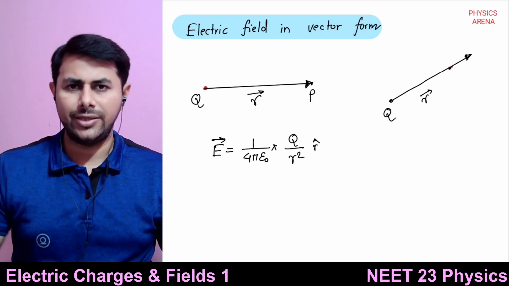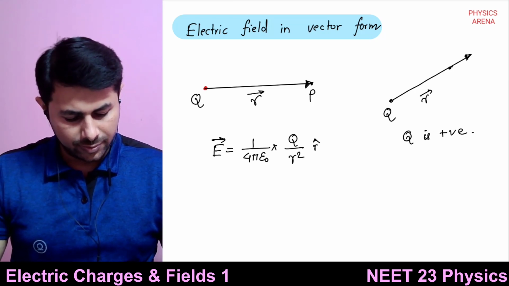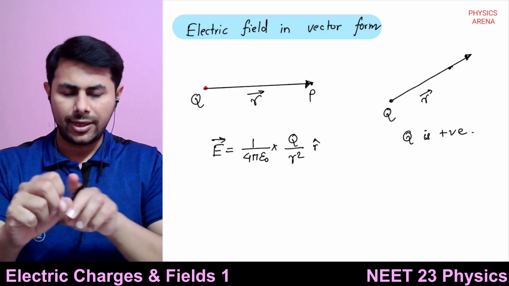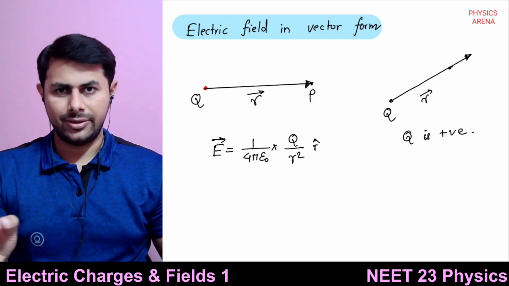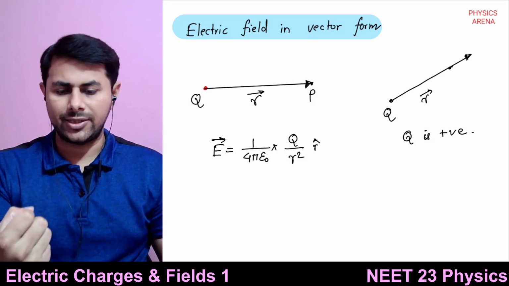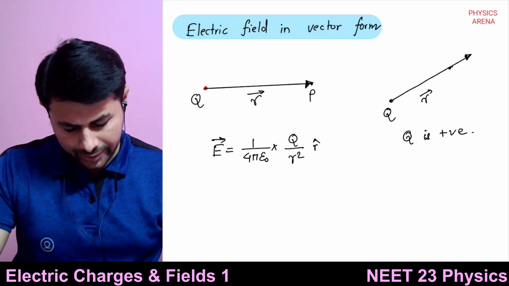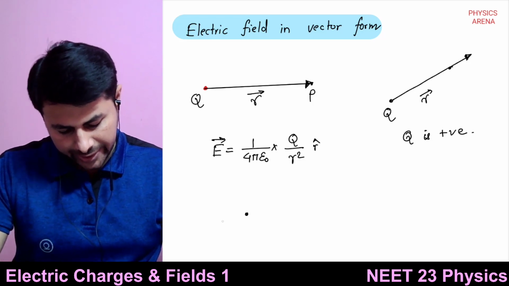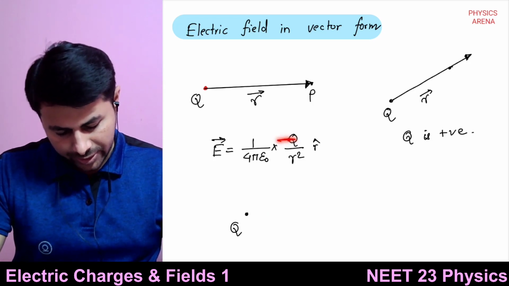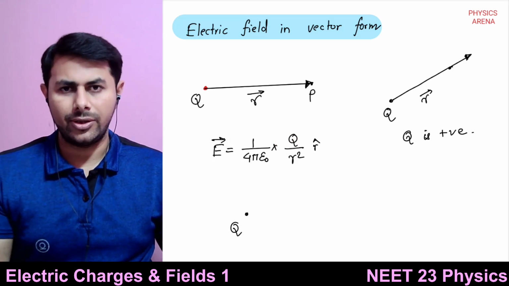And this is when Q is positive. If Q is positive, you consider any point anywhere in space, the electric field is directed radially outwards. What does radially outward mean? Outwards means starting from that charge towards the location of the point. And if Q is negative, then what will happen? You will have a negative sign here. It will be directed in the opposite direction of R bar.